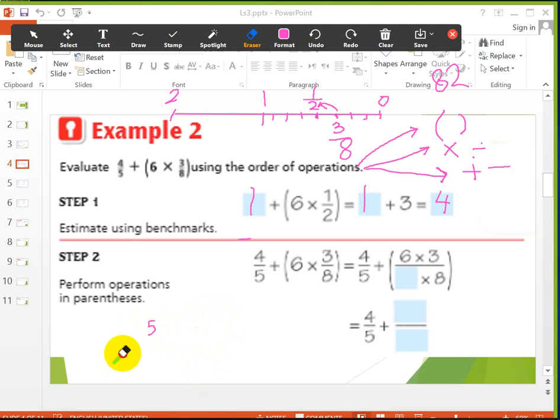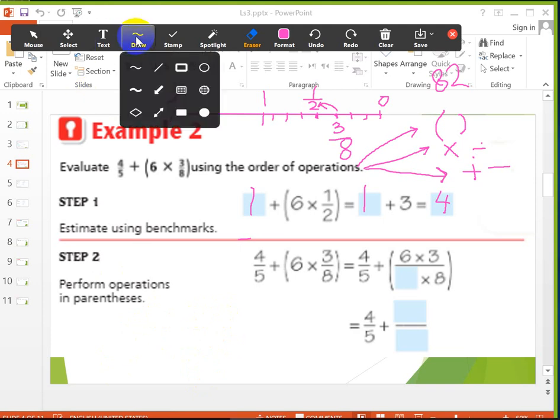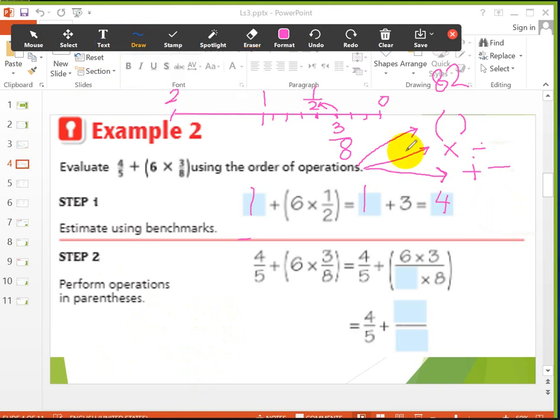If I want to find the answer, I have to order the operations. First, I have to do the operation between parentheses. Then I have to do multiplication and division. After that, or last, I have to do addition and subtraction. Okay? Let's start. First thing, I will do the operation between parentheses.